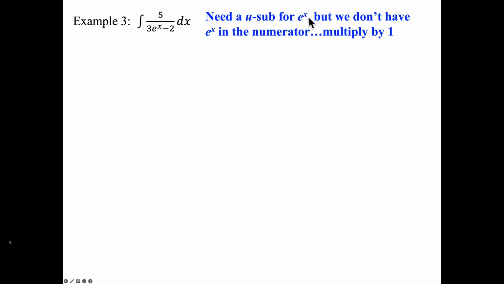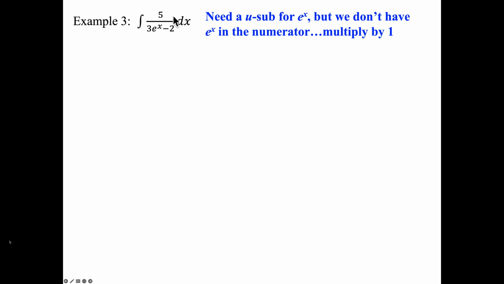Next, example 3. This one's a little bit more difficult to see. I do have e to the x in my denominator, so I'm trying to think u substitution, but the derivative of e to the x is another e to the x, and I don't have that anywhere. I can't just magically have it appear. So here's where, if I want to do a u sub, I need another e to the x in the problem, especially up here in the numerator. So I'm going to multiply this by a value of 1, but make sure it's got some form of e to the x in it.